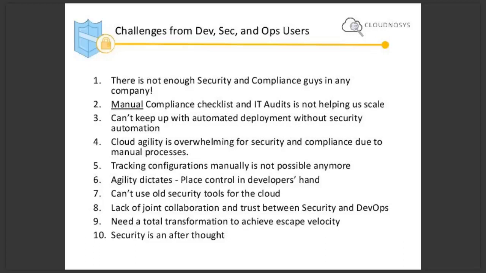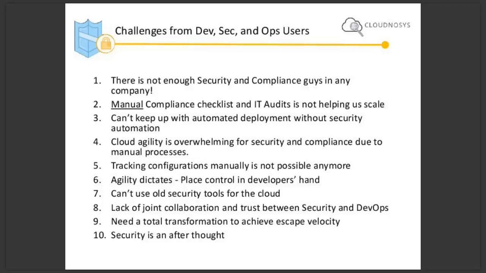Number 2 is manual compliance checklists and IT audits are not helping us scale. Companies have great compliance checklists and they have security operation procedures, but it's not going to help you reach scale. Scale means if you have more than 5, 10, 20 developers, it's going to become very challenging to do things the old-fashioned way.